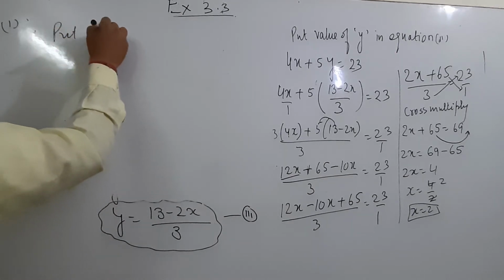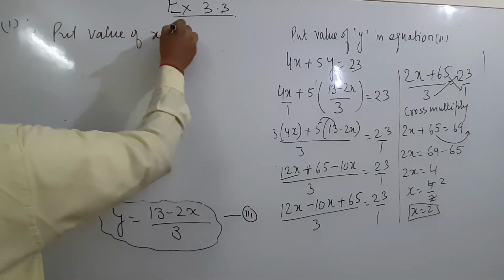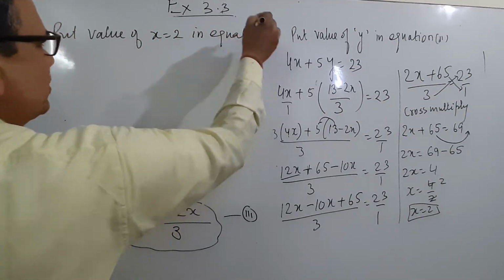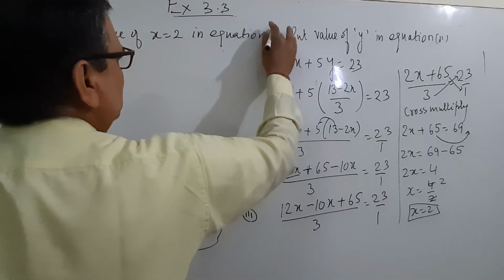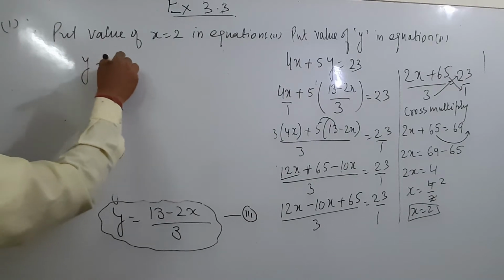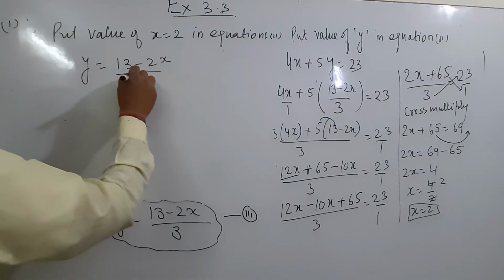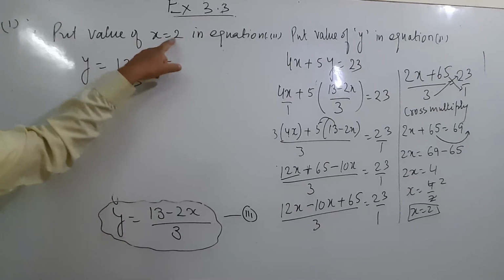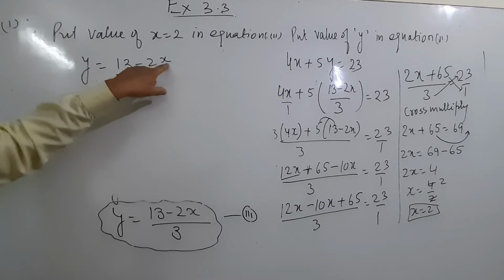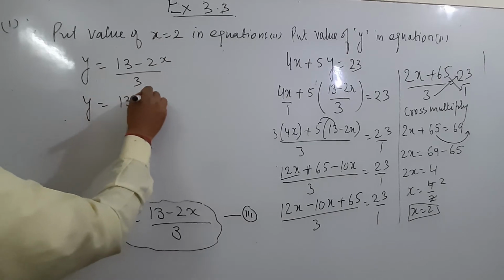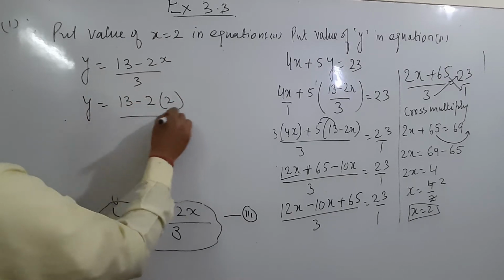Put the value of x equal to 2 in which equation? In equation 3. So what is equation 3? y is equal to (13 minus 2x) upon 3. This is equation third. And now the value of x is 2. Here we have to put 2. Then what is your answer? y is equal to 13 minus 2 into 2 upon 3.